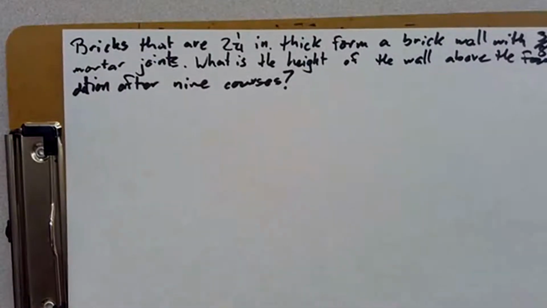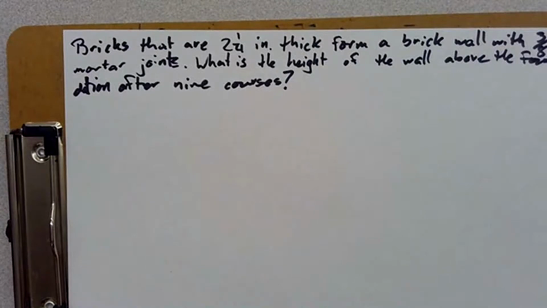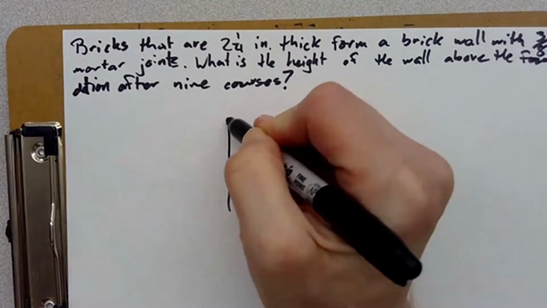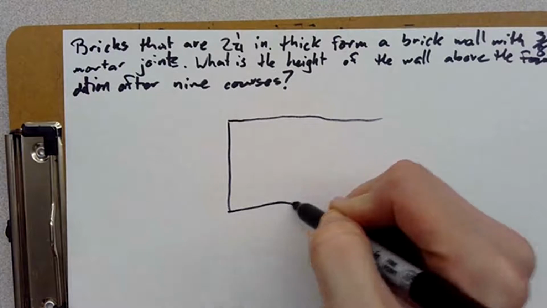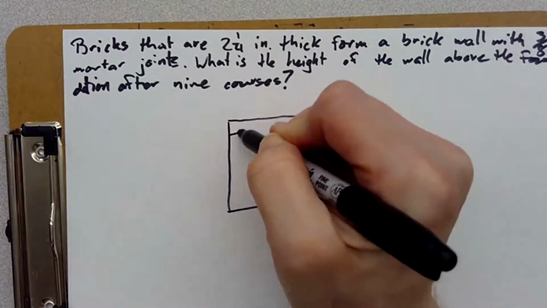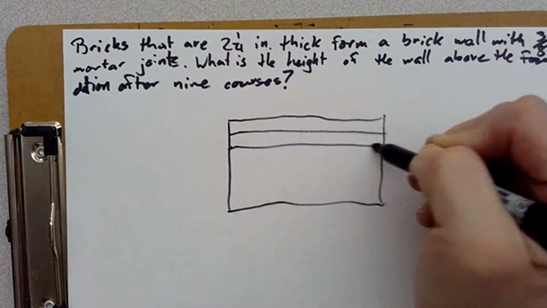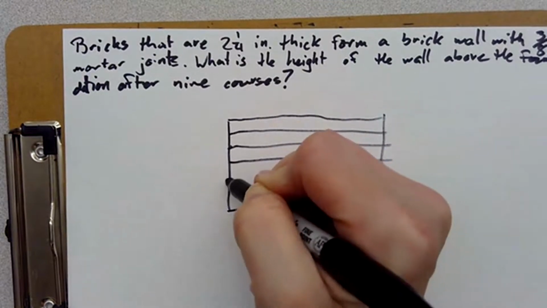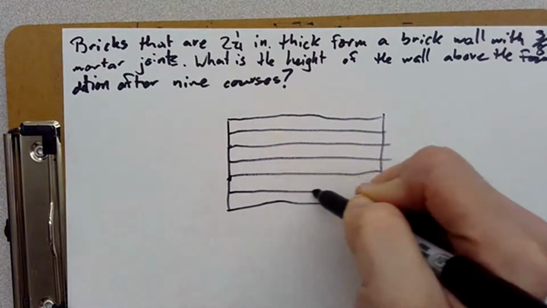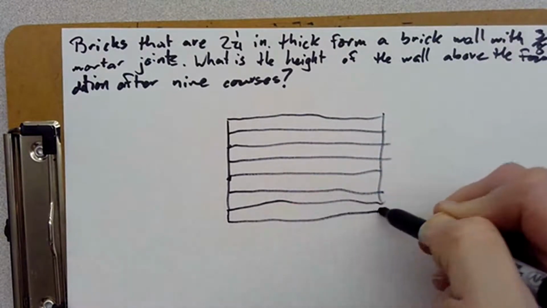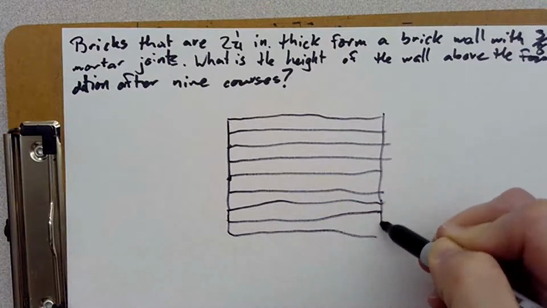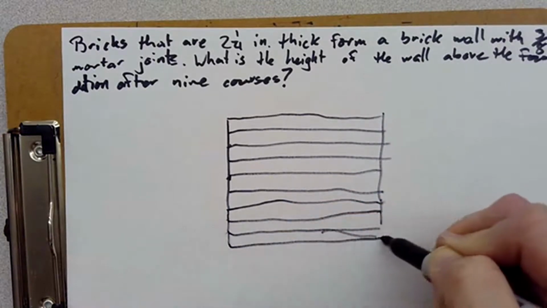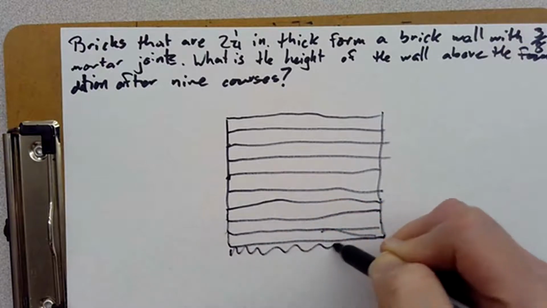In our next word problem, bricks that are 2 1/4 inches thick form a brick wall with 3/8 inch mortar joints. What is the height of the wall above the foundation after 9 courses? So here we have a wall that is 9 bricks high. 7, 8, 9, and then down here is our foundation.